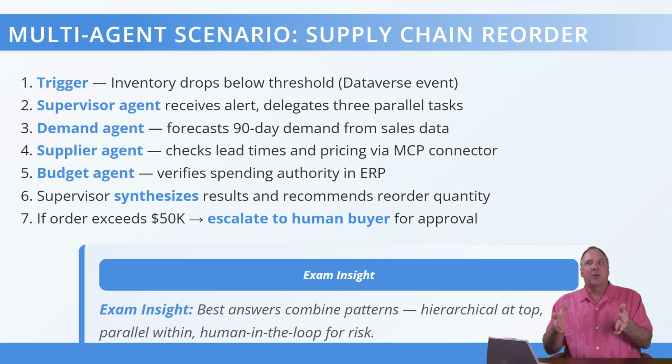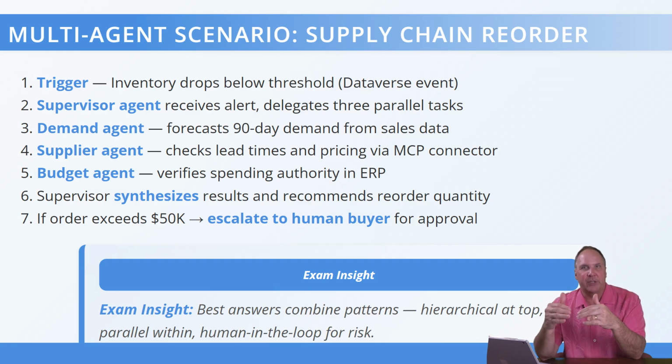Let me walk you through a complete scenario that combines patterns. A manufacturing company wants an agent system to handle inventory reorders automatically. So step one, inventory drops below some threshold. That's a Dataverse event. So we're starting with event-driven.